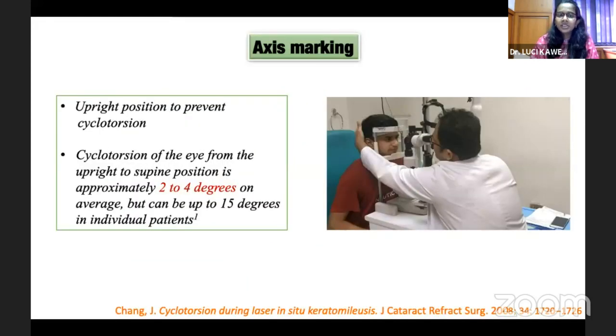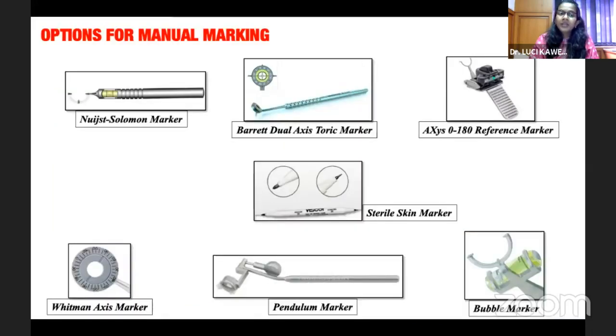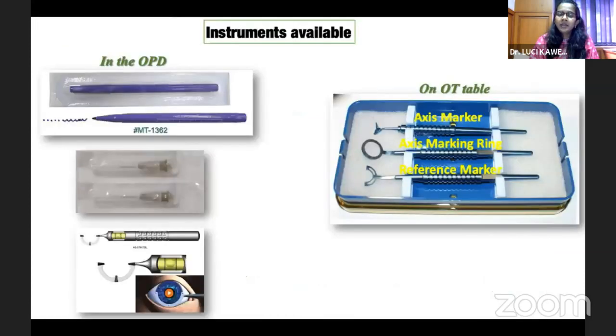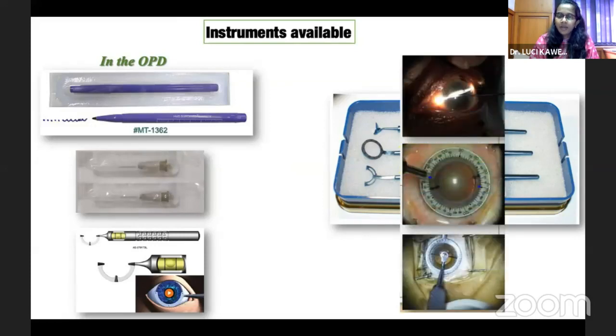In the traditional method, we make the patient sit in upright position to prevent cyclotorsion, because the cyclotorsion of the eye from upright to supine position could change from 2 to 4 degrees on average, but can go up to 15 degrees also. There are various options available for this manual marking, and it can be done as a primary step in the OPD, and it can be confirmed in the OT using these reference markers and a reference marking axis circle and the marker level.